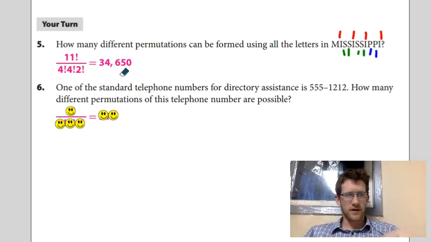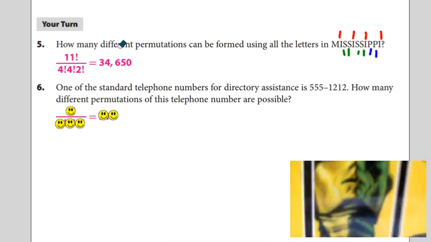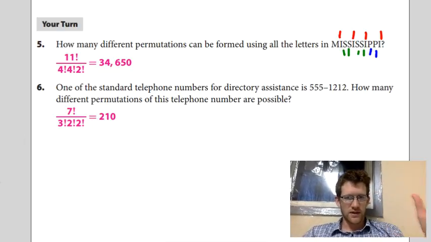Go ahead and see if you can figure this one out. Pause. Hooray, you got 34,650. Good job. All right, we'll just leave it at that.